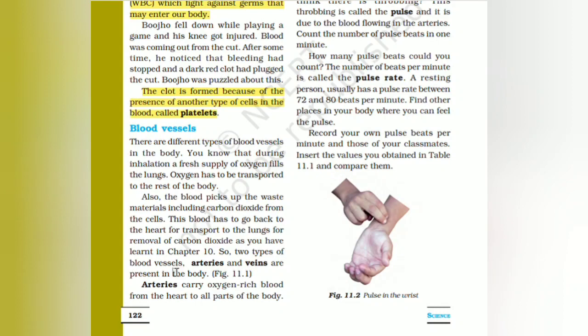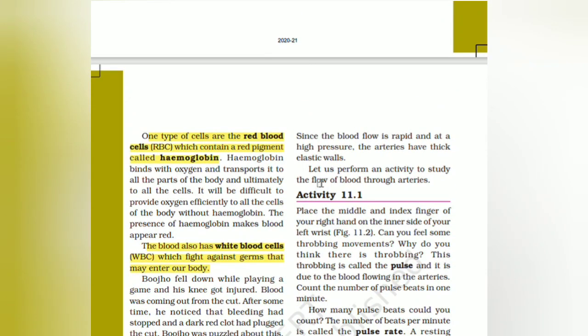So, two types of blood vessels are seen. They are arteries and veins present in the body. Arteries carry oxygen-rich blood from the heart to all parts of the body. Since the blood flow is rapid and at high pressure, the arteries have thick elastic walls.